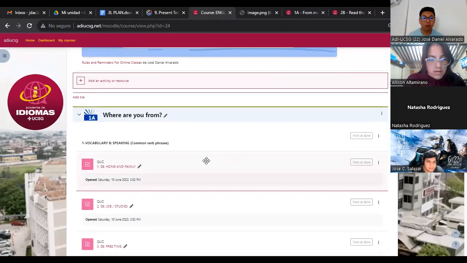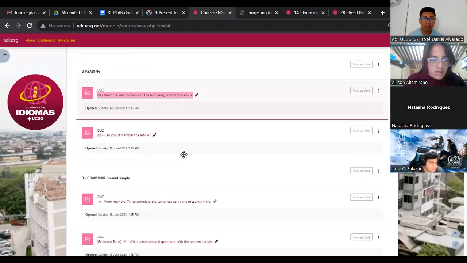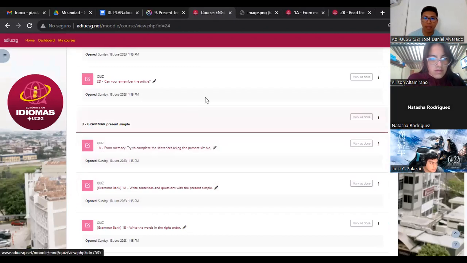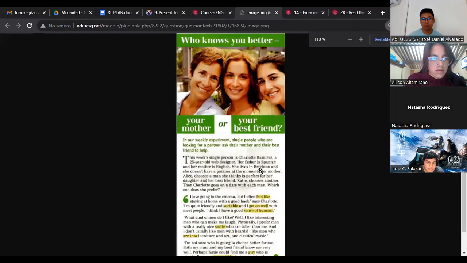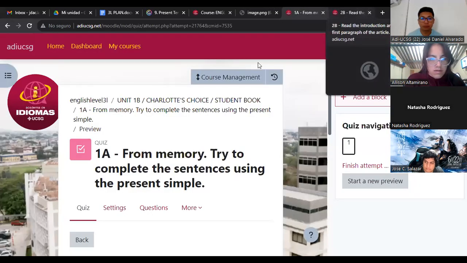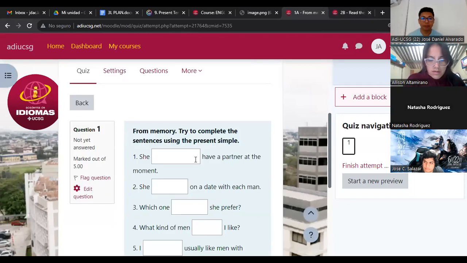Now, I repeat, you go to Unit 1B. Remember that we are in Unit 1B, and we choose the grammar section. You have grammar present simple, and we do the first exercise based on this reading. Now, do you understand this activity? Yep. Okay, so this is the first activity that we're going to be doing today, which is this one.